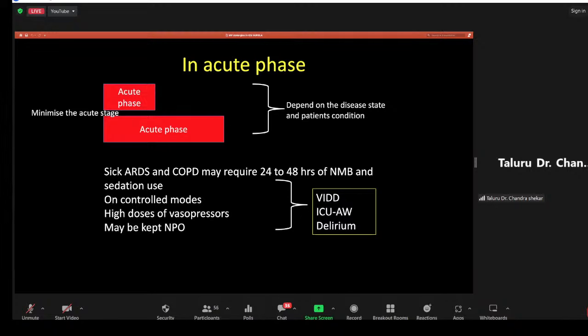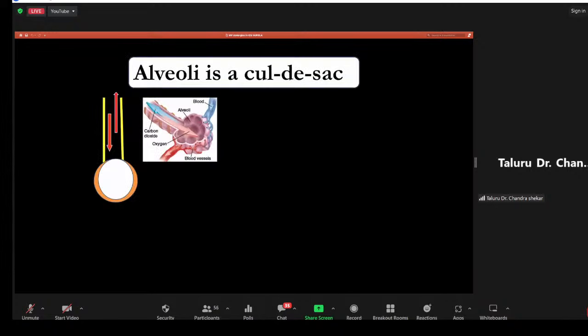As I already told you, you should sync your mechanical ventilation and all your treatment goals to the disease evolution and the phases of the disease, how it is going. If you lose the focus and you just concentrate on the mechanical ventilation, you are never going to get good results. To understand lung protective ventilation, you have to understand that the alveolus is a cul-de-sac, meaning that there is only one way that the air gets in and goes out. It's not a flow-through system. It is a closed balloon at the end of a tube, and the air has to go in and come out through the same tube.